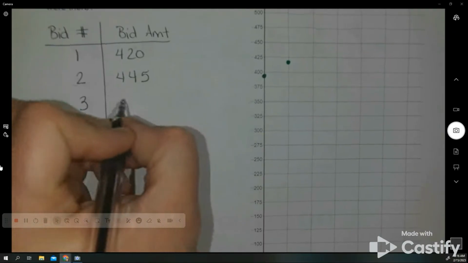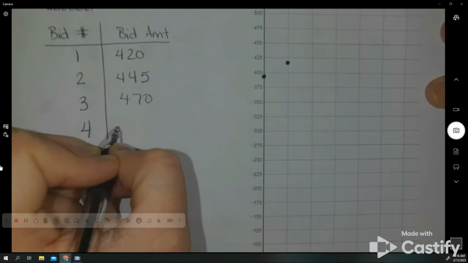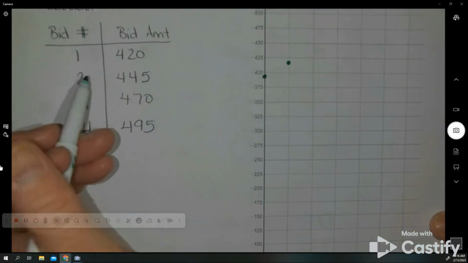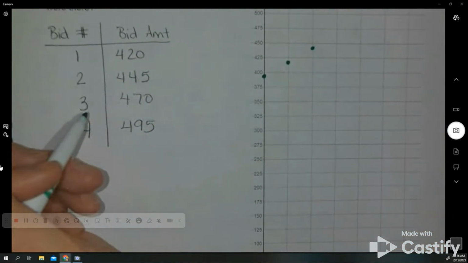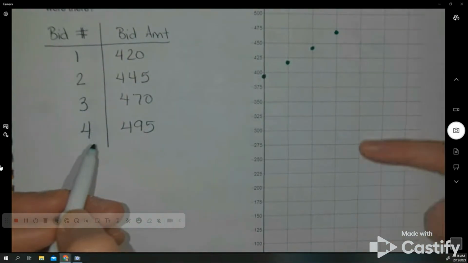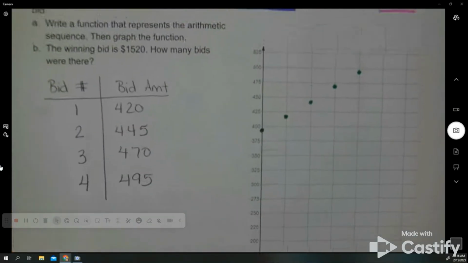For 3 bids, if we plugged in 3, we'd have 25 times 3, which is 75, plus that 395 would be 470. Or if we did 4 bids, we would have 25 times 4, which is 100, plus that 395, so we got 495. So just to give us some more points on our graph here. So 2 and 445, so we have to estimate, it's almost to that 450. 3 and 470, almost to that 475. And then 4 and 495, almost to that 500. There we go. So there's our graph of our function.